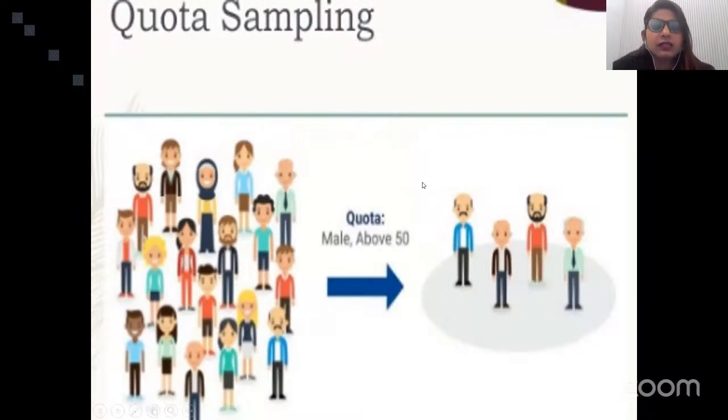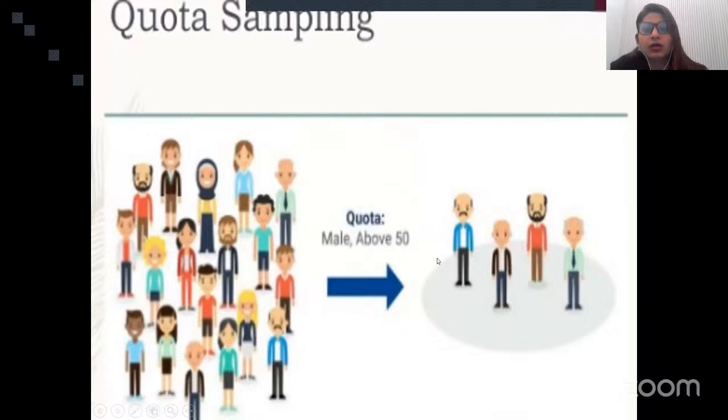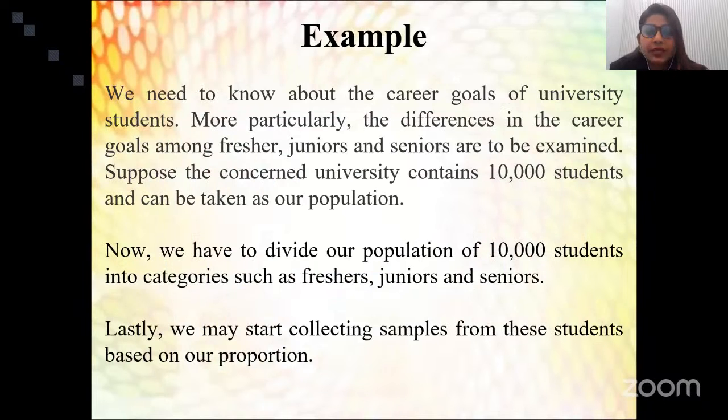This is another example. This is my whole population. Here I'm putting the quota. I want to include males in my study who are above 50. This way you can put the quota. Later, after putting the quota, you have to pick the respondents according to your convenience or judgment, whatever you want. This is another non-probability sampling technique.